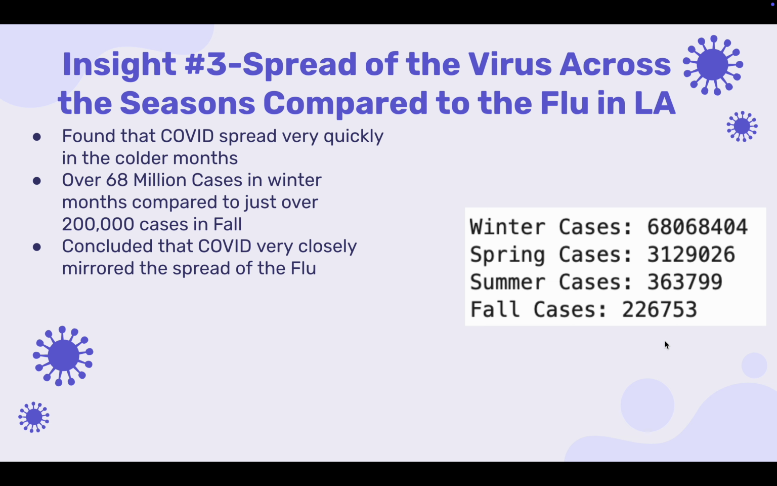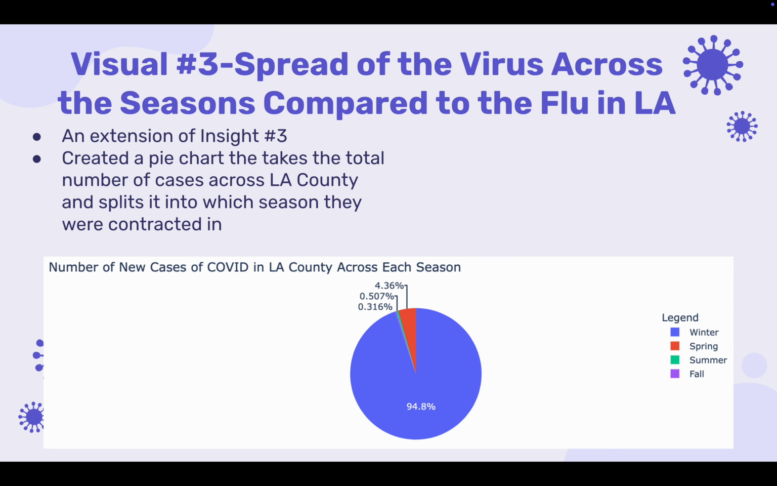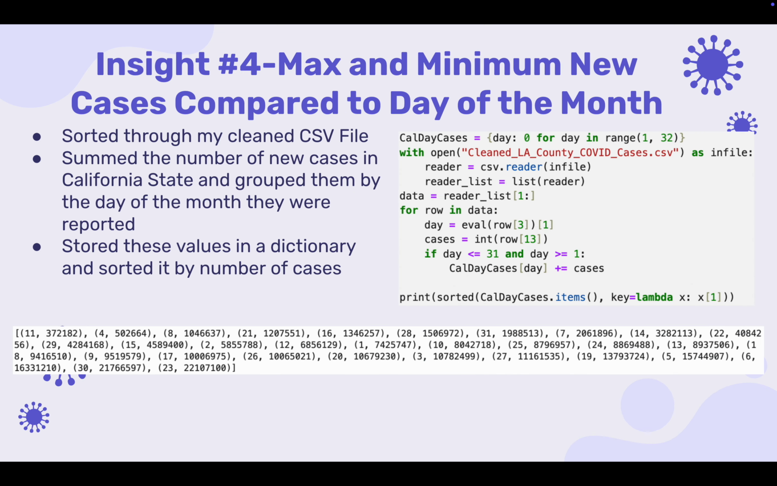Still pretty closely following the flu, but not exactly. I would see the flu more starting in the fall, ramping up in the winter, but this was starting in the winter and then ramping up in the winter and going to spring. And I had a visual that represented that as well, my pie chart, where you can see that over 99% of new cases were in winter and spring throughout the entire year.